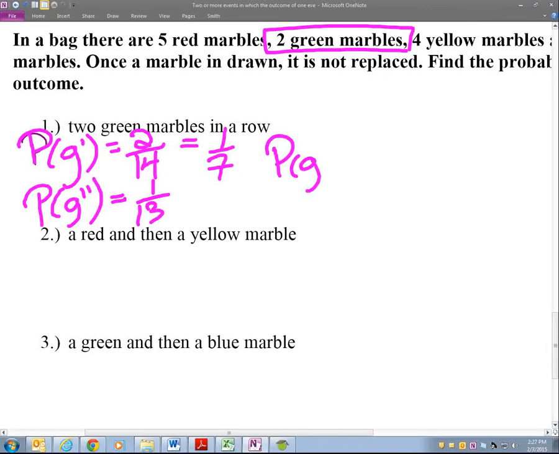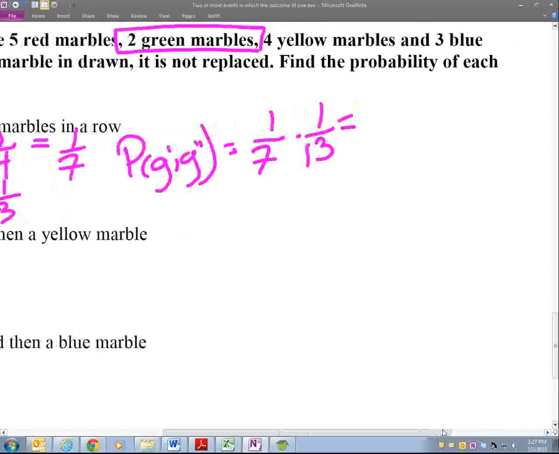So the probability of drawing 1 green marble and then the second green marble is going to be, from what we did before, 1/7 times 1/13. That is a green with a 1 apostrophe next to it, so you can tell the difference, and there's green of the second one. So you can see that there's 2 different events going on.